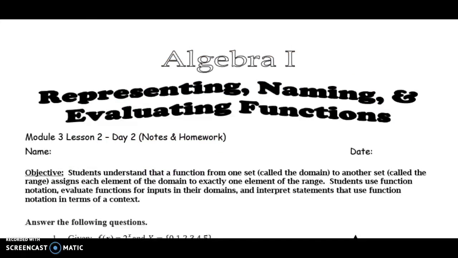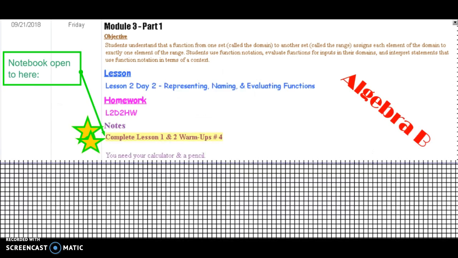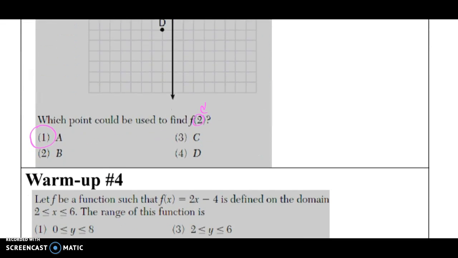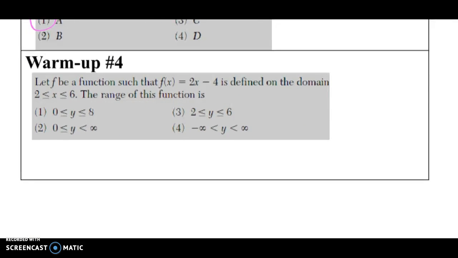Before we continue, first do warm-up number 4. You should give it a try, pause the video, and then come back.